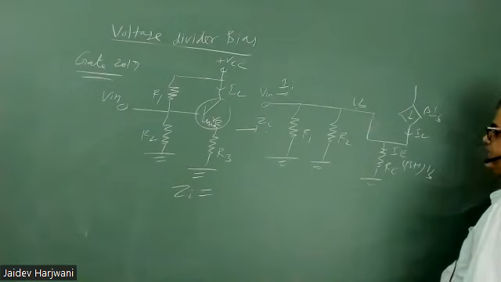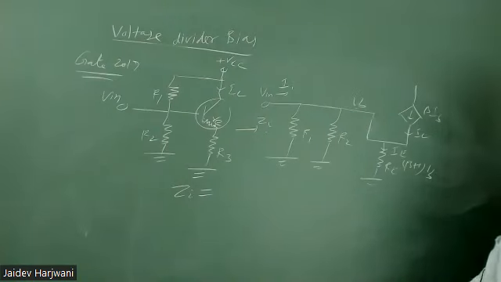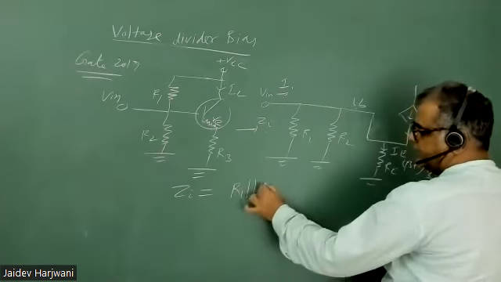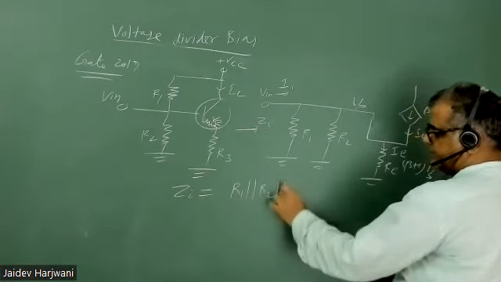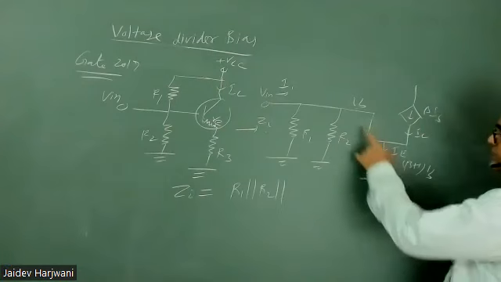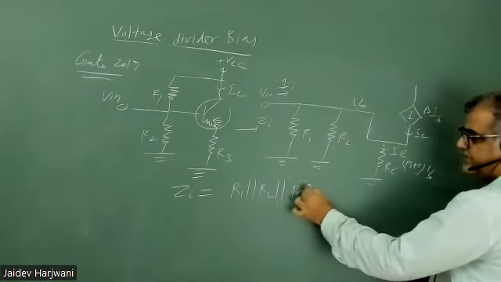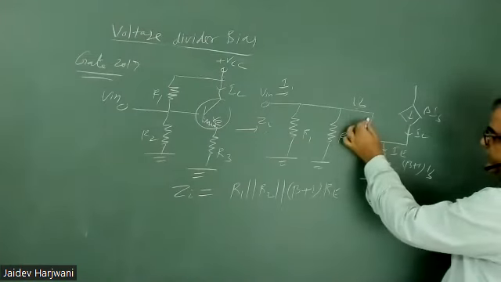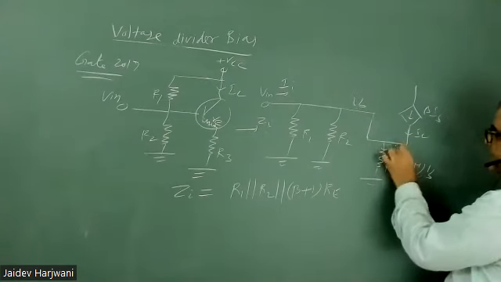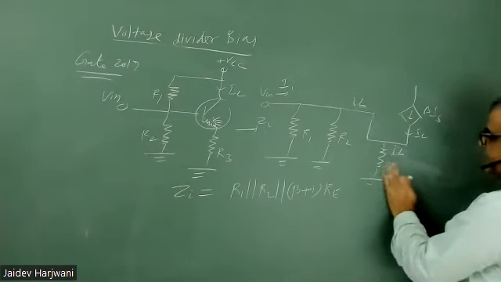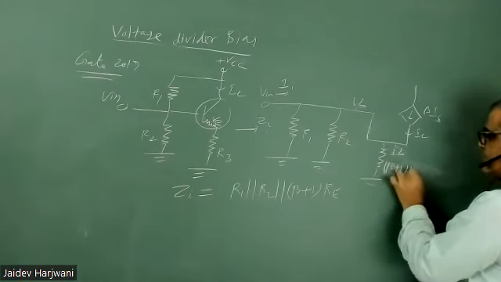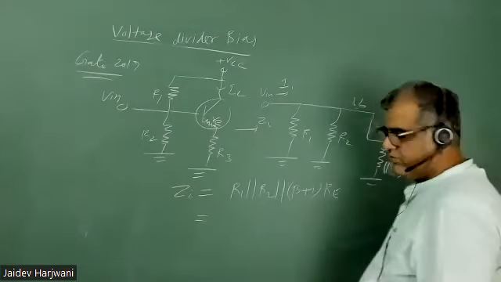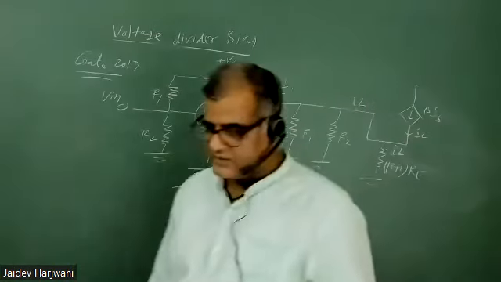Anyone? R1 parallel to R2, parallel to RE. Very good. Now it is not RE in parallel, because the current is IB, so this is beta plus 1 times RE. Because if it is input, you have to keep the current the same. Let me write IB, and replace this RE by beta plus 1 RE. Calculate what is coming now. The values of R1, R2, beta, everything I have given you. Tell me what is the answer.